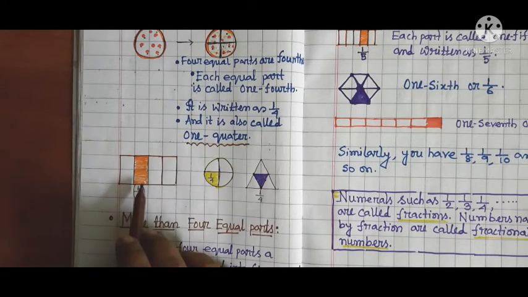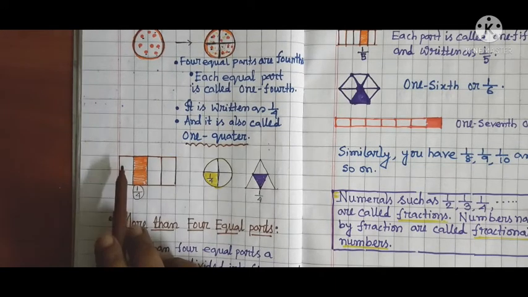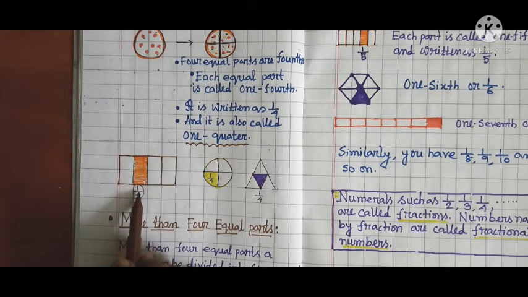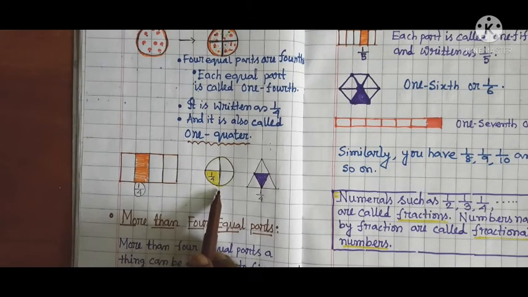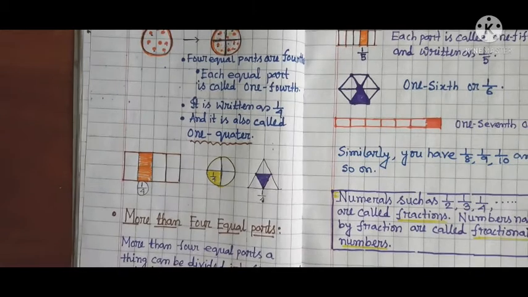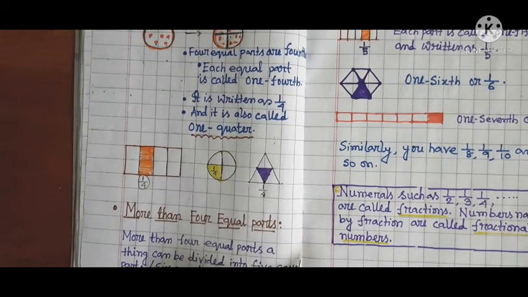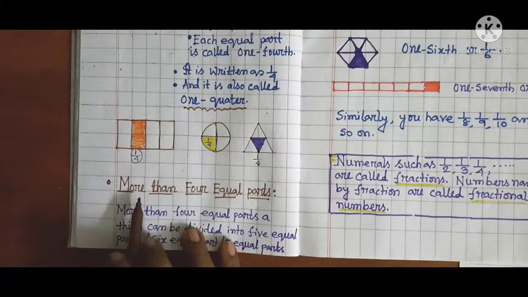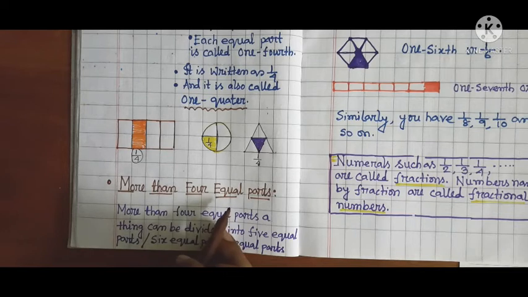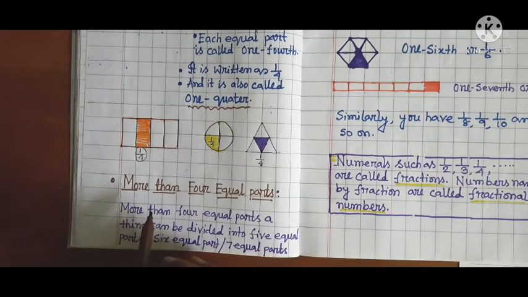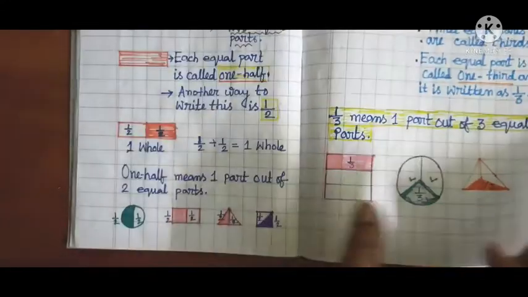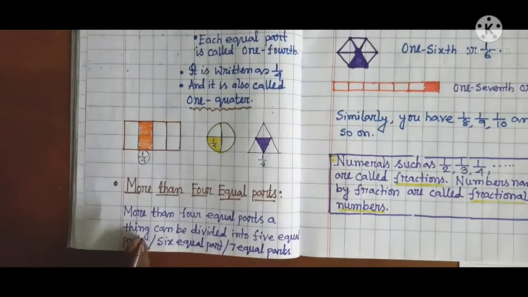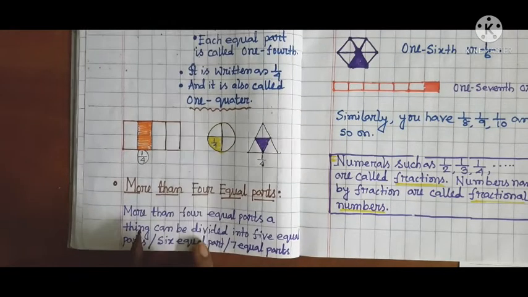See the picture, the thing is divided into 4 equal parts, and each part is called 1 by 4. One shaded part is equal to 1 by 4. Now we have read 1/2, 1/3, and 1/4, and now we read more than 4 equal parts.